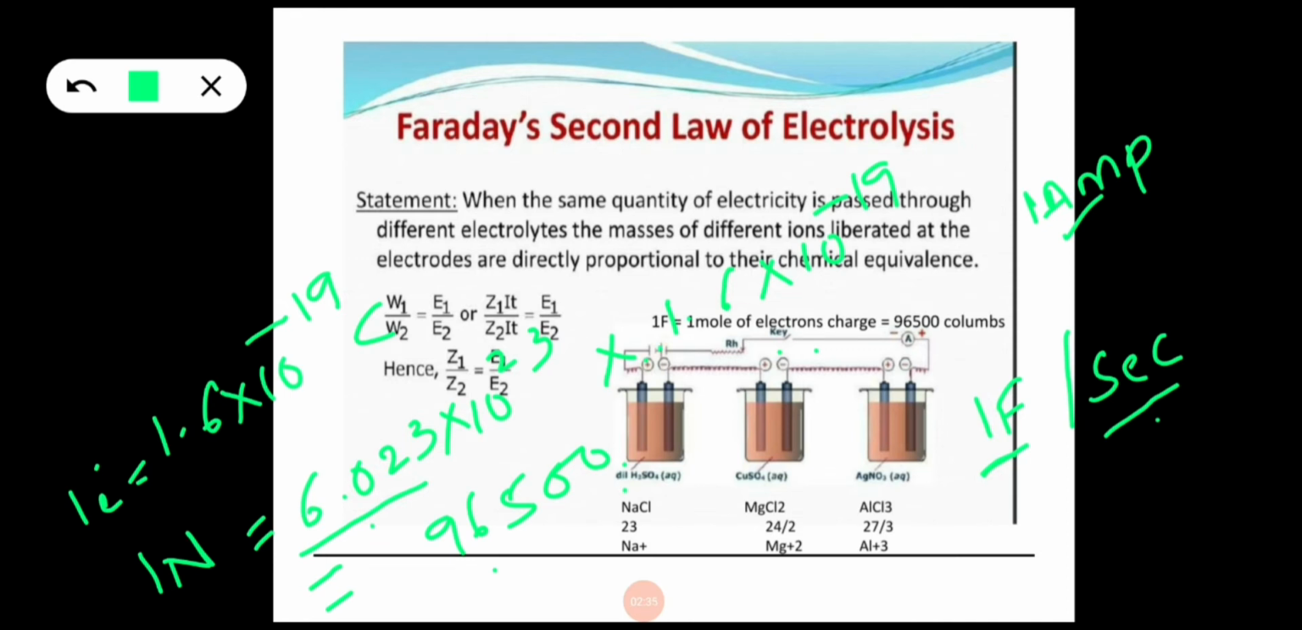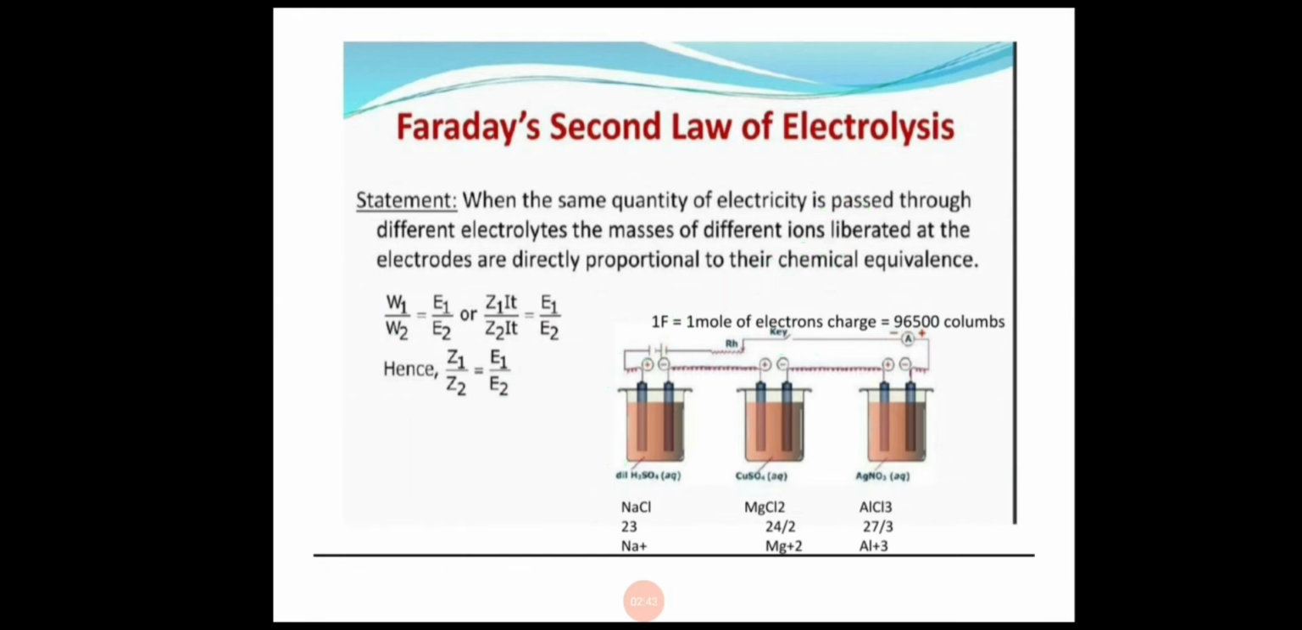It is equal to 1 Faraday, and when that Faraday is made to pass in 1 second, we call it 1 ampere. So let us suppose that 1 ampere current is passed through the electrolytic solution. 1 ampere current in 1 second means it contains 1 mole of electrons. 1 mole means Avogadro number of electrons.